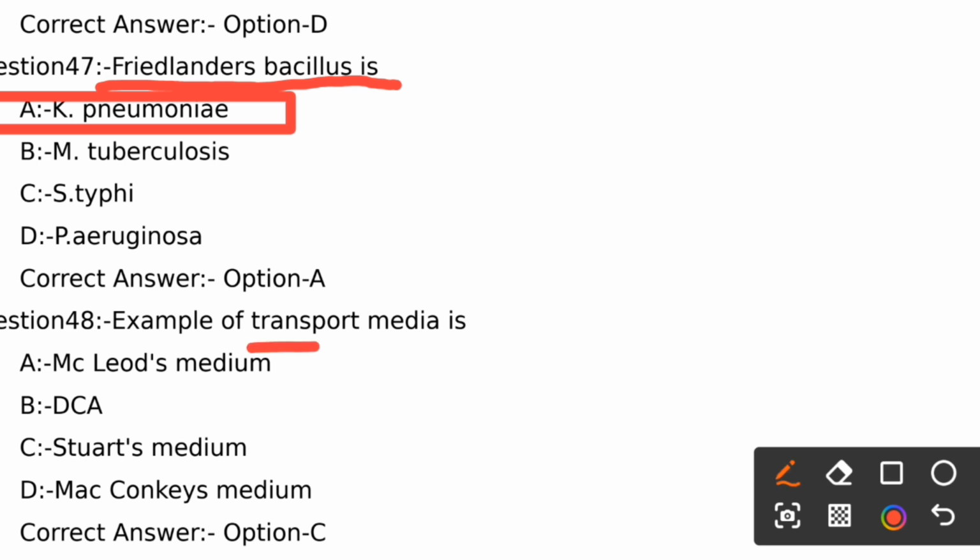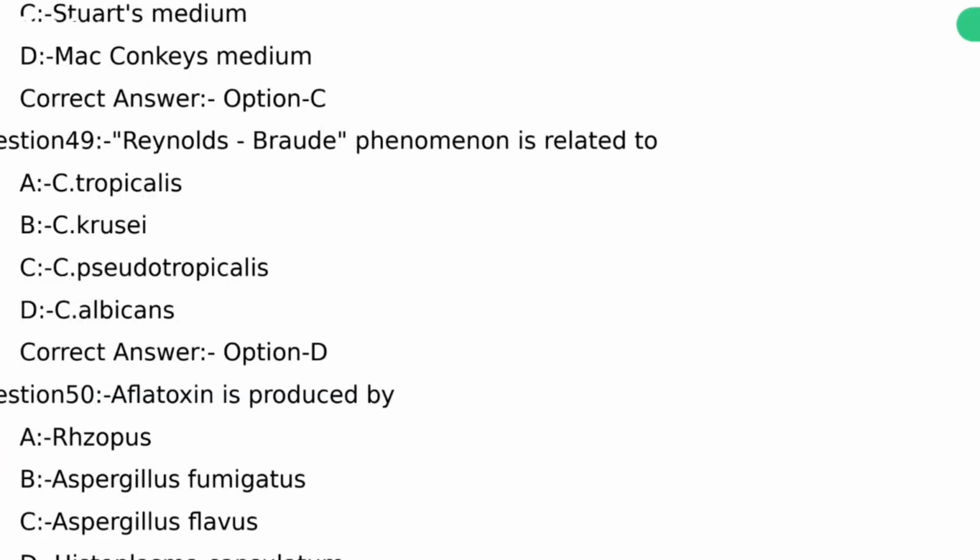Next question. Example of transport media. Option A McLeod's medium, option B DCA or deoxycholate agar, option C Stewart's medium, option D MacConkey medium. Which one of the following is a transport media? The right answer is option C Stewart's medium. Stewart's transport medium is used for transporting Neisseria and other fastidious organisms.